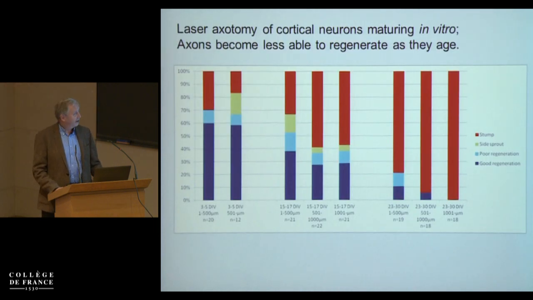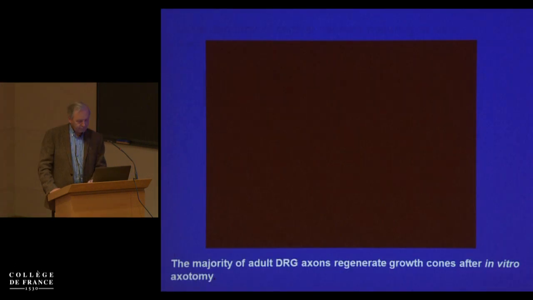So if you quantify this, the blues are successful regeneration. You can see that young, immature neurons will regenerate their axons. Old ones will not regenerate their axons, particularly if you cut the axon at some distance from the cell body. So there's a developmental change in the intrinsic regenerative ability of the axons, just as we see in vivo.